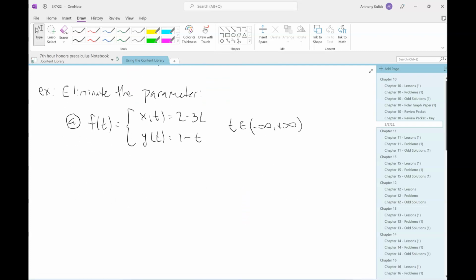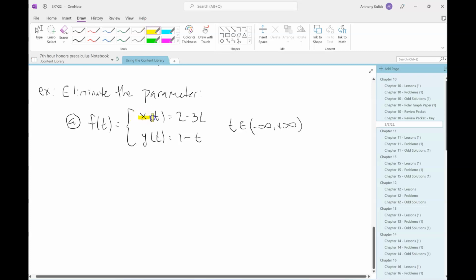So when we say eliminate the parameter, really what we want is a y equals equation at the end, right? Like the thing we're normally used to seeing. So what we do is we start with the independent variable. Instead of writing that as x of t, I'm just going to write it as x. And I'm going to just get the t by itself. Is everybody okay with that?